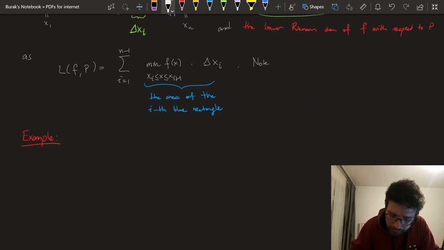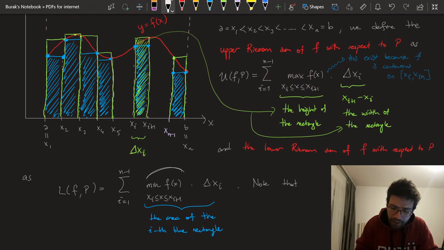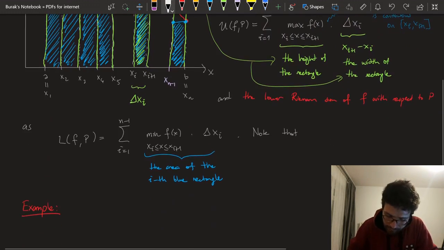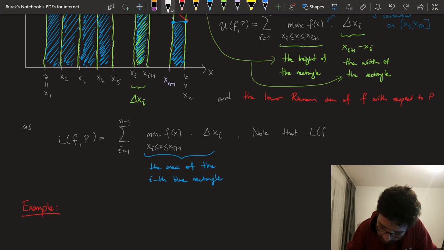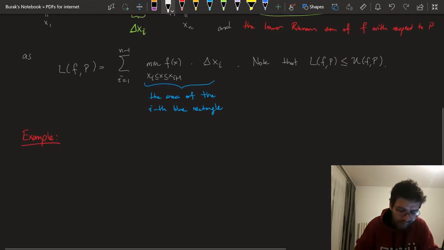Note that clearly these numbers here are less than or equal to these numbers, which means that the lower Riemann sum is less than or equal to the upper Riemann sum.